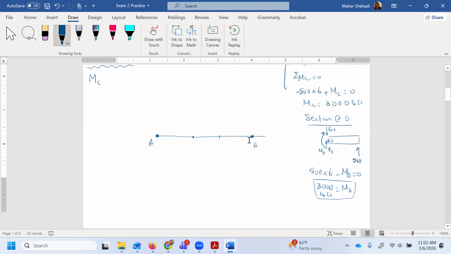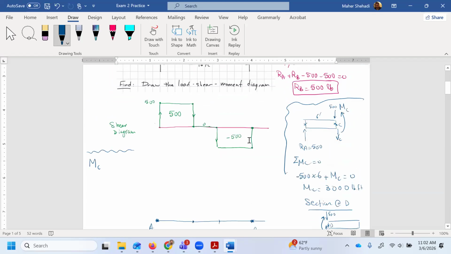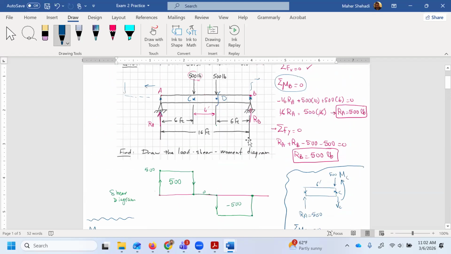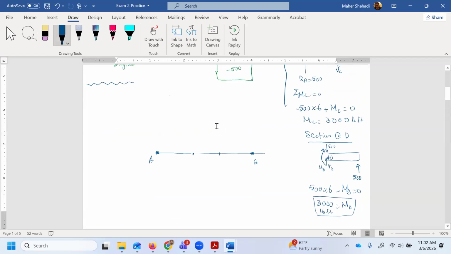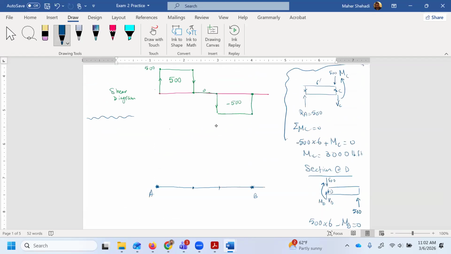If you want to use the slope method, we will take from here to here, from A to point C. What's the slope? Let's erase this. I don't think I have an extra page for that one. But the slope here, so section AC.